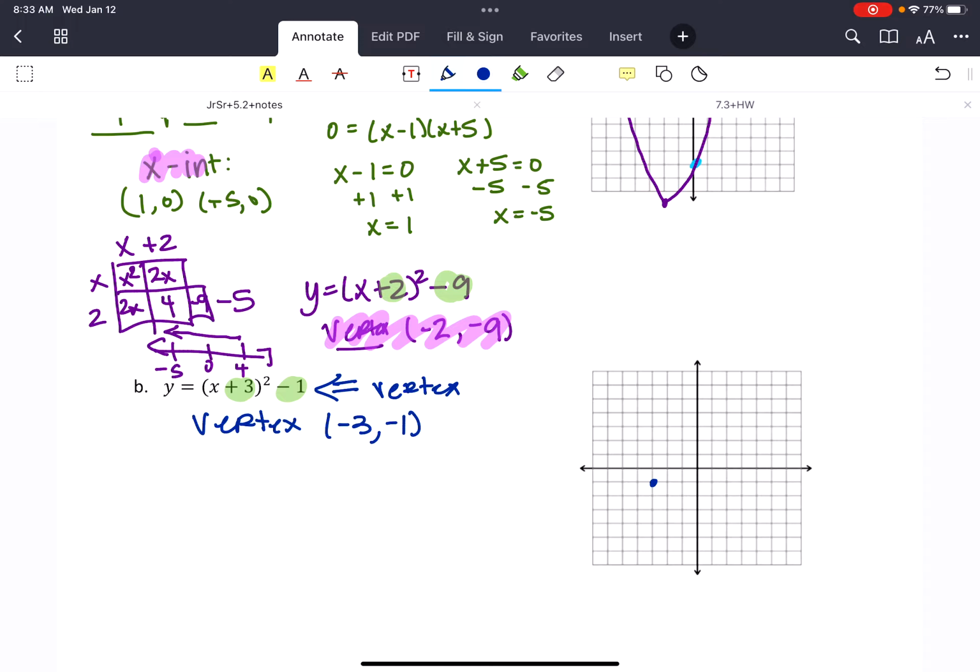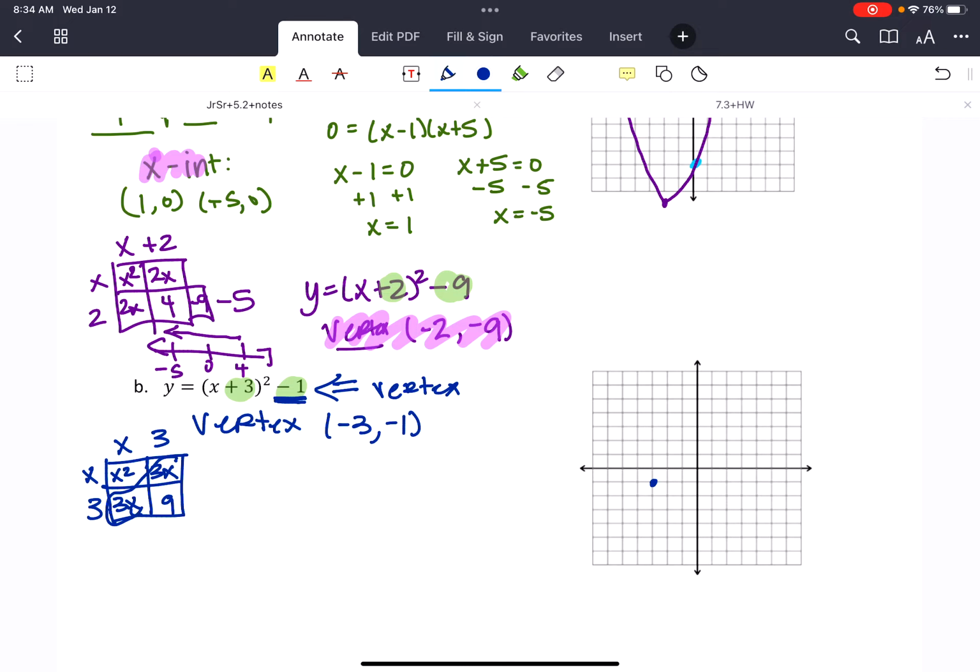Then to make it be in standard form, I'm not going to forget about that -1, but I'm going to ignore it for just a second. And I'm going to use our box to organize our distribution. So x times x is x squared. 3 times x is 3x. X times 3 is 3x. And 3 times 3 is 9.